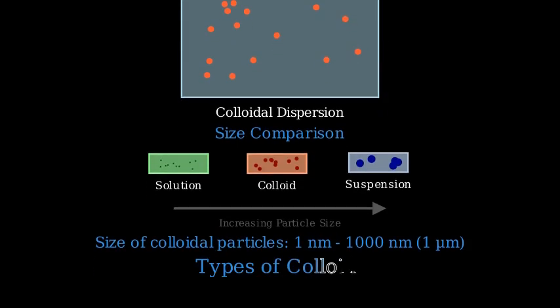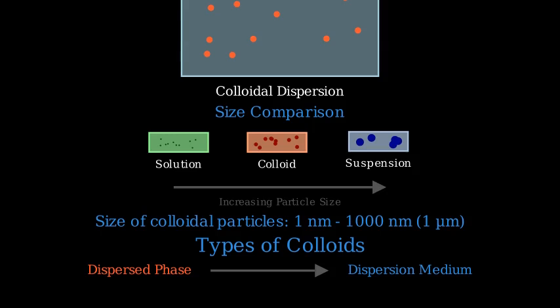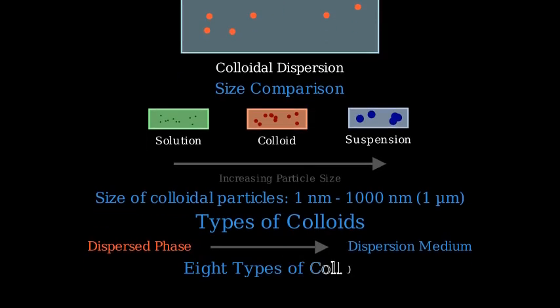Colloids are classified based on the physical states of the dispersed phase and the dispersion medium. The dispersed phase is the substance that is scattered throughout, while the dispersion medium is the substance in which the dispersed phase is distributed. Let's look at the 8 types of colloids.